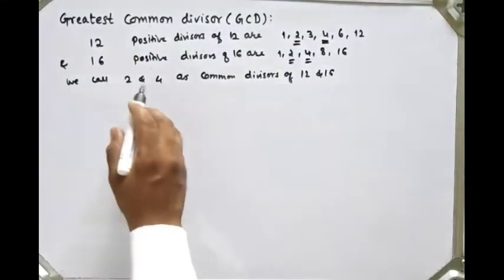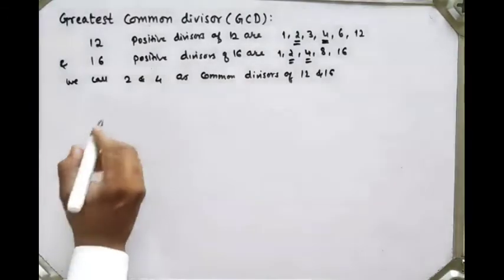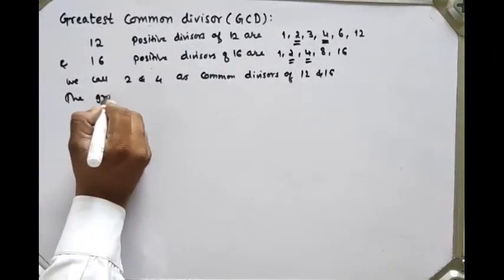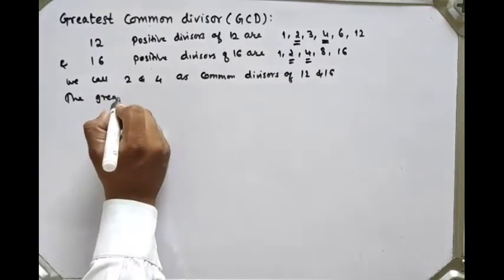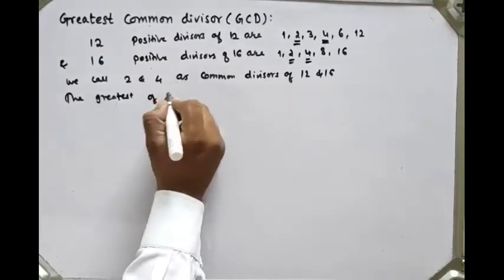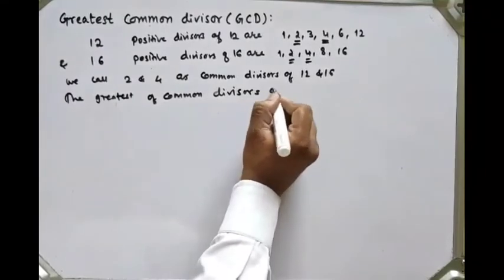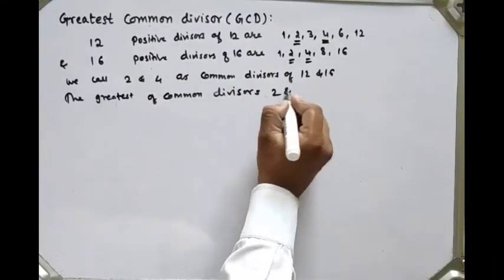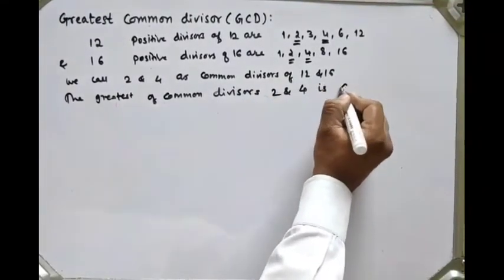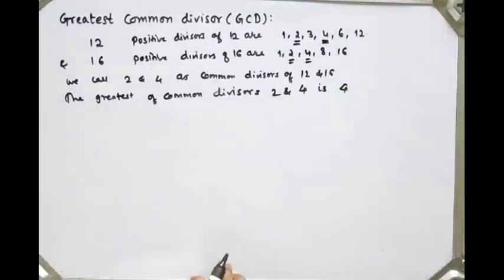So the greatest among 2 and 4 is 4, right? So the greatest of the common divisors 2 and 4 is 4. Between 2 and 4, greater is 4. So 4 is the greatest common divisor of the numbers 12 and 16, right?